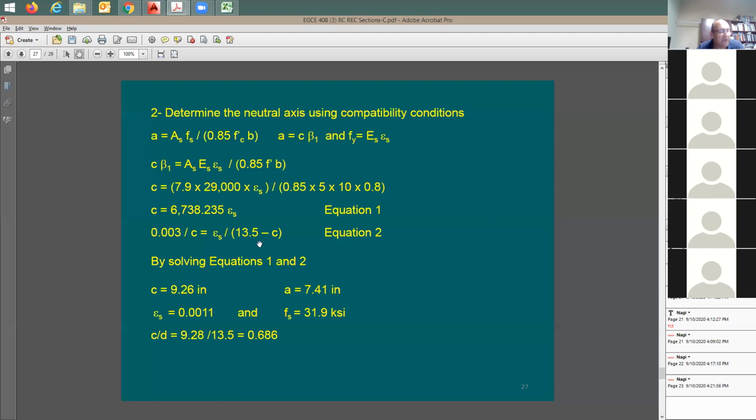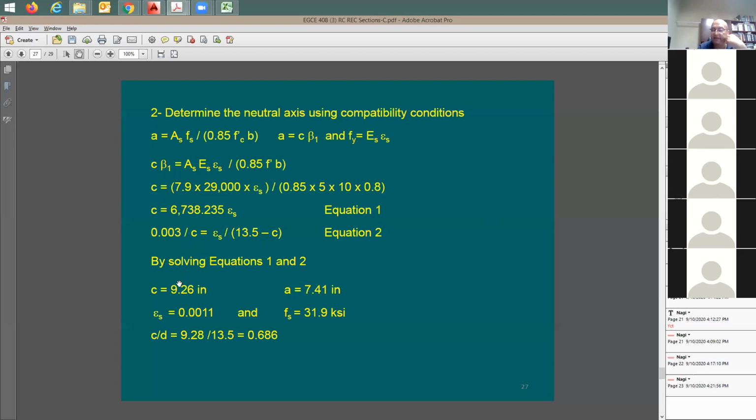So now I have two equations for the two unknowns. Two unknowns again is going to be the epsilon S and the C. Neutral axis depth and the steel strain. I can solve both of these together and find out C and epsilon S. So, okay, good. Here is C.